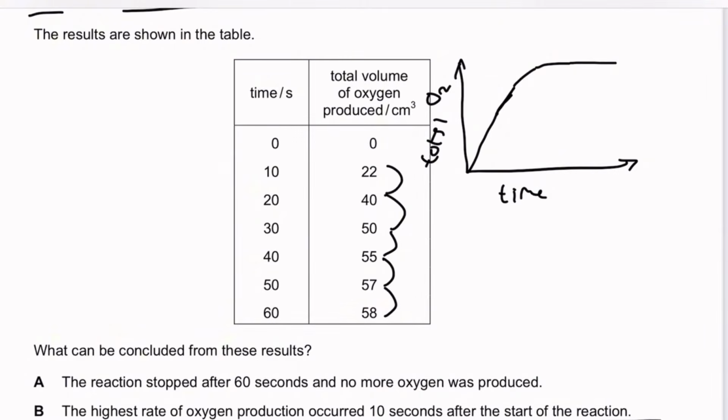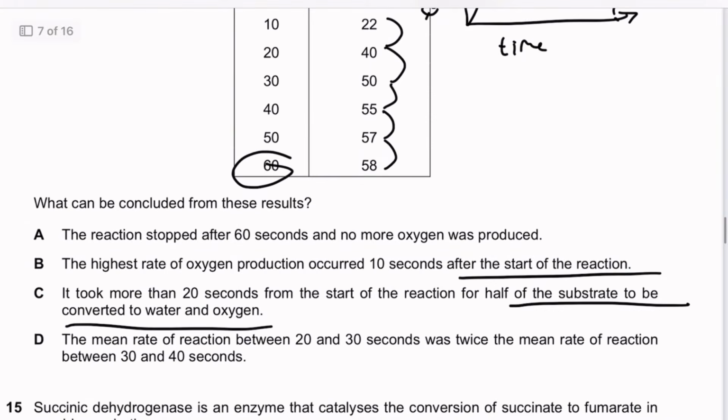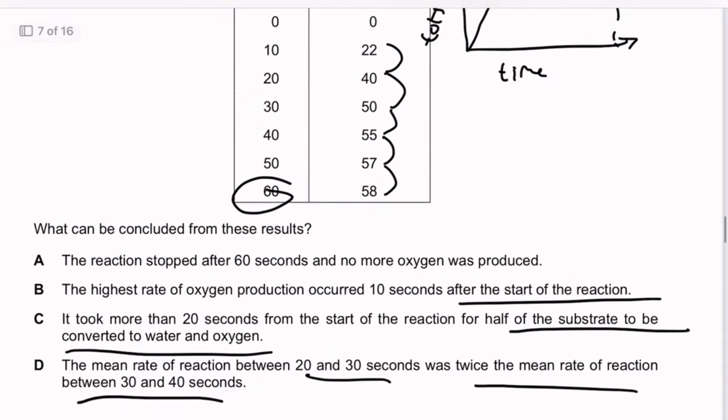So this is total oxygen over time. The rate of reaction reaches 0 at a certain point, where there is basically not much oxygen being produced, but that's after a while, after the 60 seconds. But the mean rate of the reaction between 20 and 30 was twice the mean rate between 30 and 40.